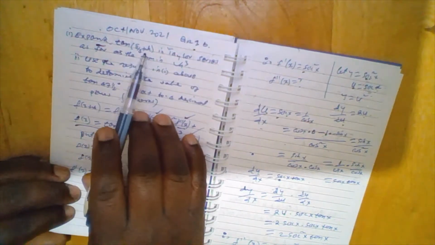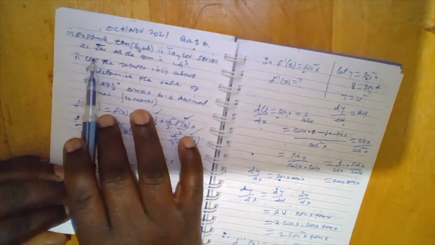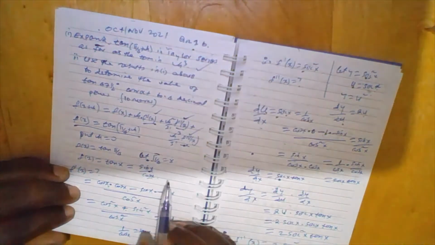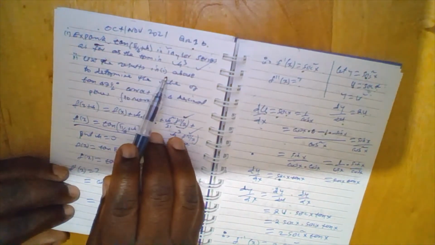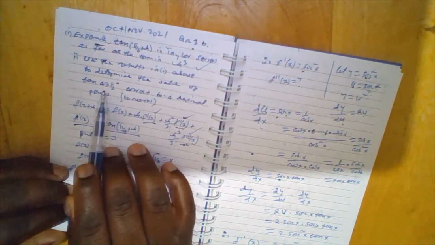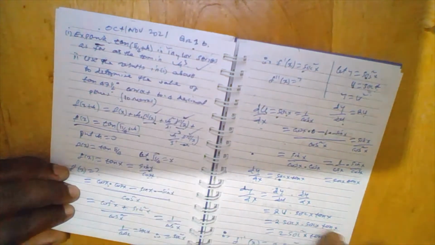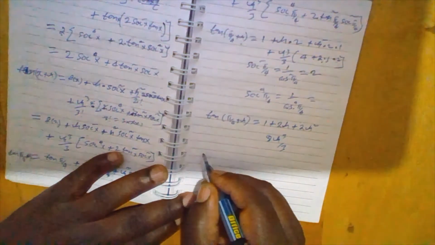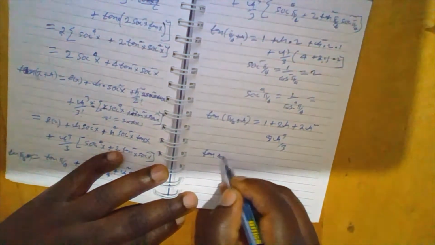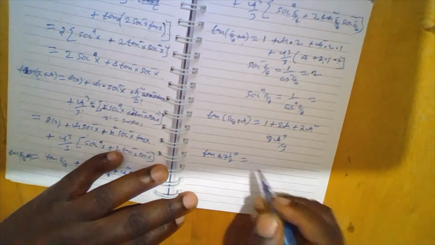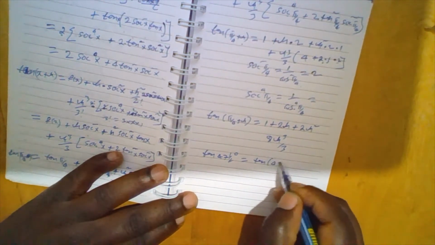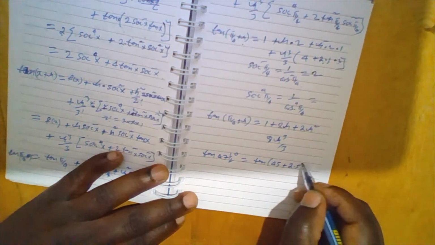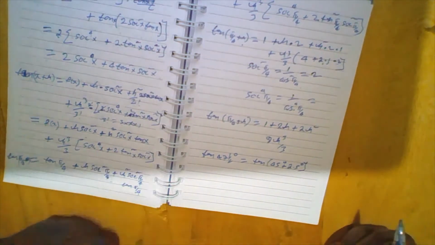I think we have now done with Roman 1. Expand tan pi over 4 plus h in Taylor series as far as the term in h cubed. So we are through with Roman 1. Then Roman 2, use the result in 1 above to determine the value of tan 47.5, correct to 4 decimal places. Now tan 47.5 degrees is the same as tan of 45 plus 2.5.